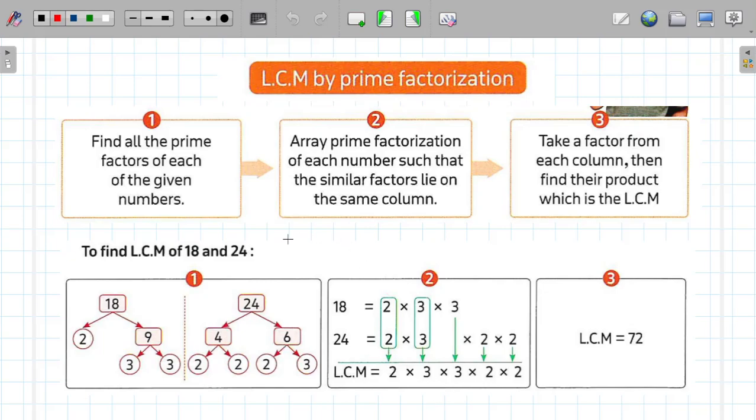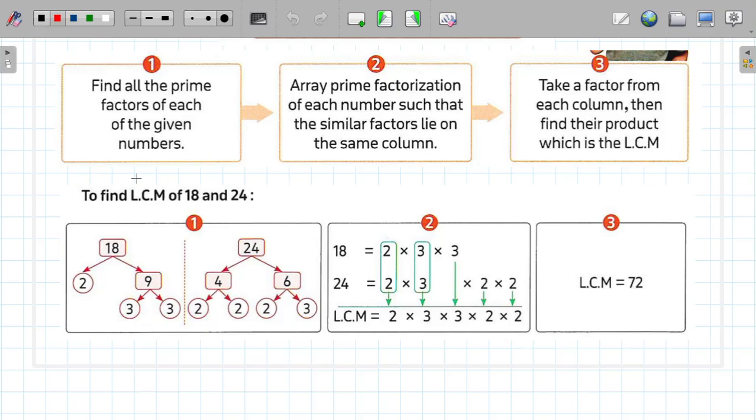So if I have an example like this, I want to find the least common multiple of 18 and 24. So first I will find the prime factors of each number. So the prime factors of the first number here are 2, 3, and 3. And 24 will be 2, 2, 2, and 3. So I will array the prime factorization of each number like this, such that the similar factors lie on the same column.